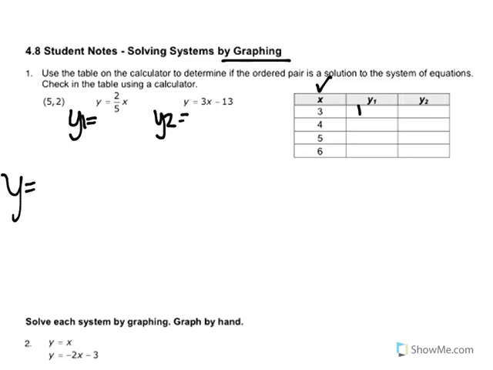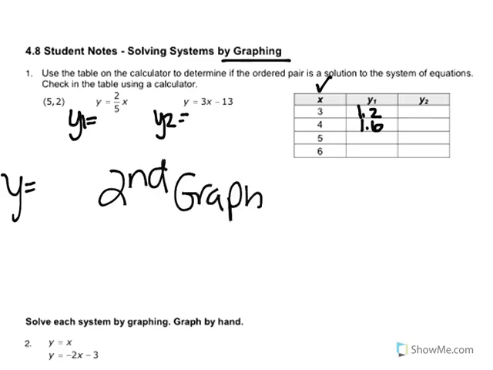Well, in the first equation, you're going to get 1.2, and I'm just taking these right off the table in your calculator. Remember, to get to the table, hit second key and then graph, because right above the word graph it says table, and that's using your second key. It gives you what's right up above it. So second graph goes to your table. So we have 1.2, 1.6, then 2, and 2.4.